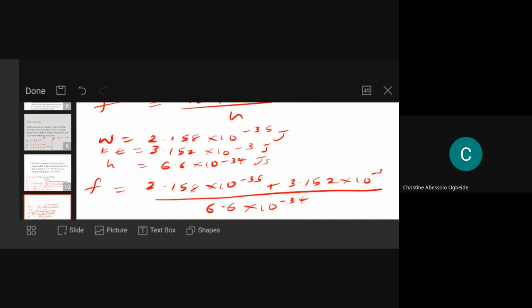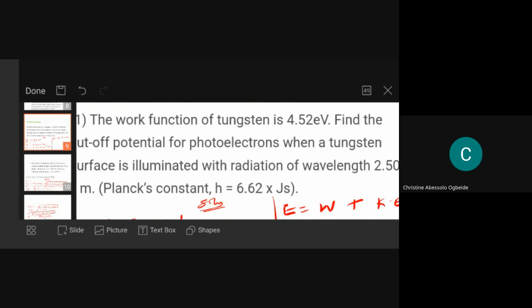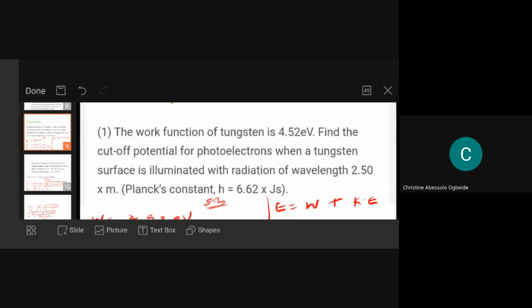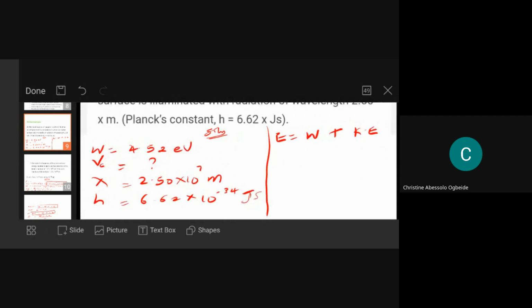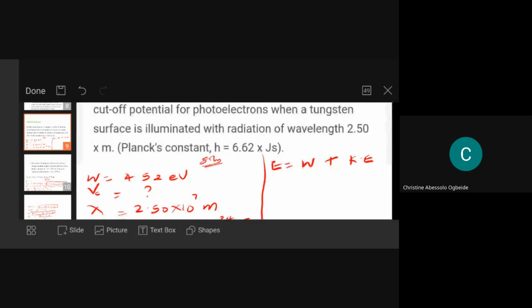Now let's go back to that one that asks us to find the work. What are we looking for right here? The work function of tungsten is 4.52 electron volts. Find the cutoff potential for photoelectrons when a tungsten surface is illuminated with radiation of wavelength 2.50 times 10 raised to the power 7 meters.